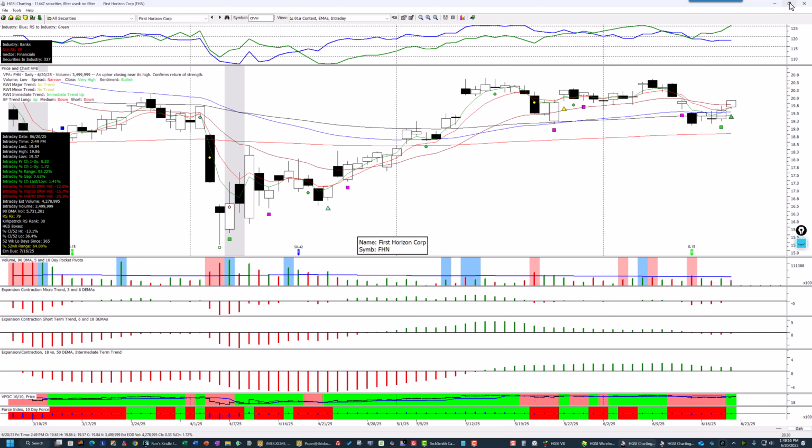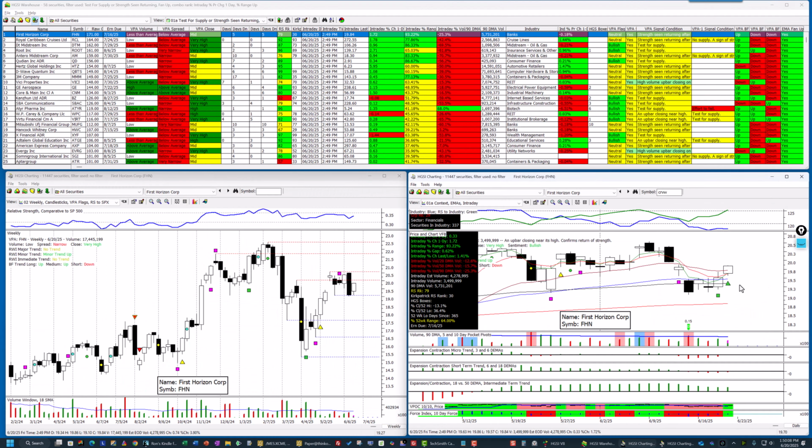Volume was less than average yesterday and less than average today, but the white candles and the VPA flags tells us that this stock fit the criteria for the filter, and it's moving up.